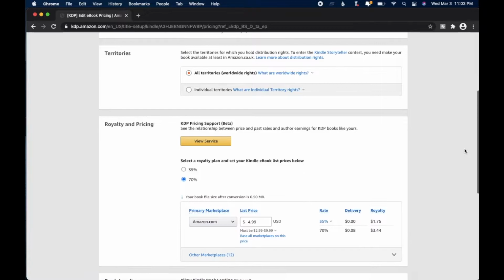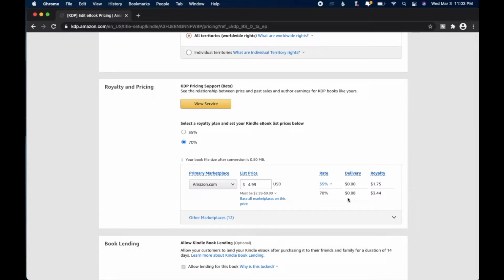So here you can see I have the 70% royalty plan because my ebook is priced at $4.99. Amazon tells you that if your book is priced between $2.99 and $9.99, you qualify for the 70% royalty plan. Conversely, if you price your book below $2.99, then you only get 35% royalty. One of the key things to note as far as the royalty is that there is a delivery fee that Amazon does charge, and that delivery fee depends on how big your file is. Obviously, on the 35% plan, there is no delivery fee, and the reason for that is because you are getting a substantially lower royalty.